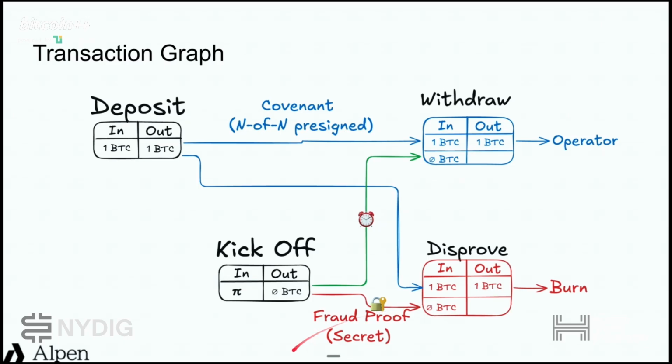If you get my pi labels that I posted on the kickoff transaction, not only does it enable the withdrawal and disprove paths, but also if you feed this to the Garbled Circuits and it spills out a pre-image, my secret, because the proof is invalid, then you can slash me right now, no time locks, and you can take the 1 BTC either for yourself or you can burn it.